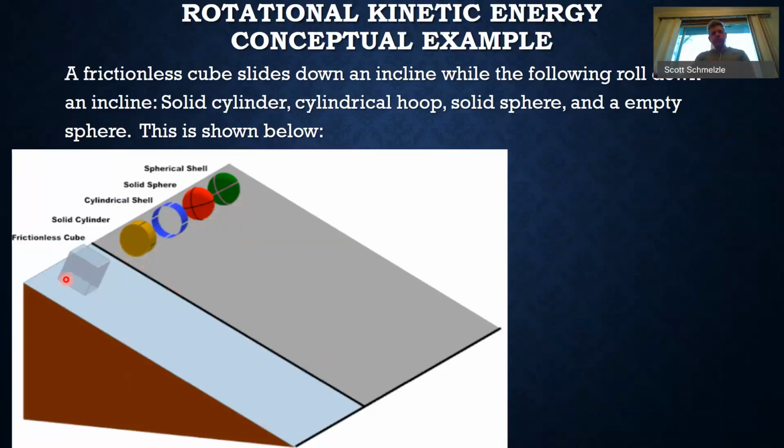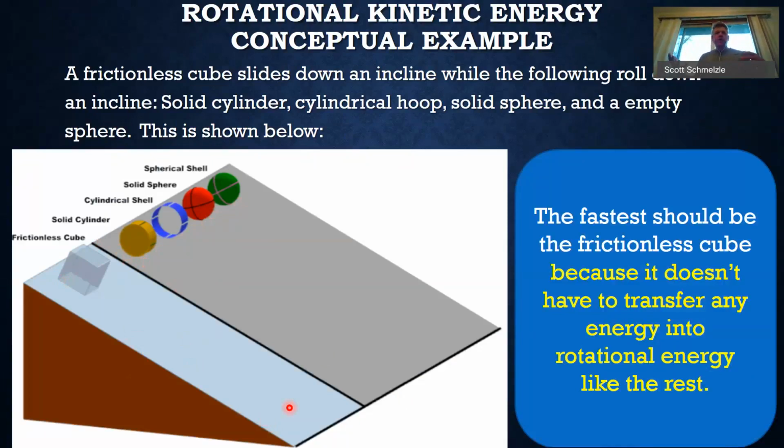Now notice the delineation here. This part here for this frictionless cube, all frictionless. So we ask, which one's going to be the fastest? Well, the fastest should be the frictionless cube. The reason is because it doesn't have to change any energy, meaning the energy goes from gravitational potential energy directly into kinetic energy. So it has to slide. It's not going to roll down the hill. So we don't have to transfer any energy into rotational energy like the rest are going to do.